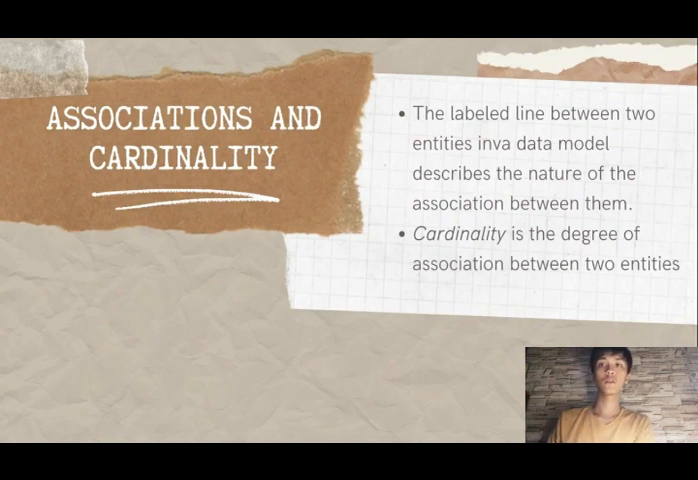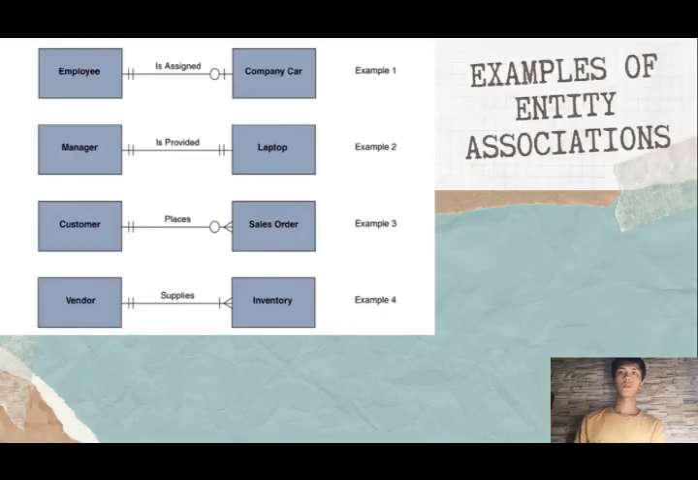The first one is 0 or 1. The second is 1 and only 1. The third is 0 or many. And the last one is 1 or many. These are combined to represent logical associations between entities. The value of the upper cardinalities at each end of the association line defines the association. So for the examples of entity associations, we have five.